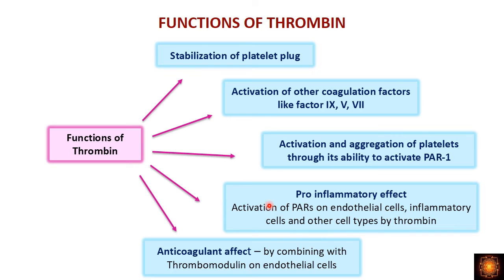Then another important effect is it also produces the anticoagulant effect by combining with the thrombomodulin. If you remember what we have discussed, the thrombomodulin, which is expressed on the surface of the endothelial cells, combines with the thrombin, and this complex will activate the protein C. So protein C combines with the protein S and it activates certain coagulation factors. So these are all the functions of the thrombin. Stabilization of the platelet plug, we have activation of the coagulation factors, activation of the platelets, activation of the inflammatory cells, and also it has an anticoagulant effect.